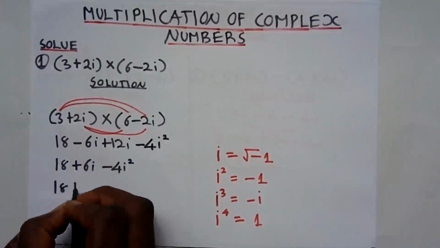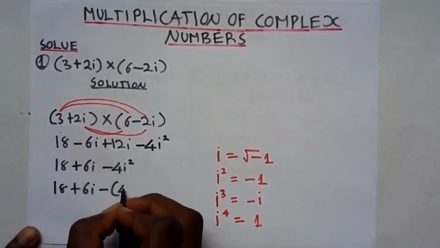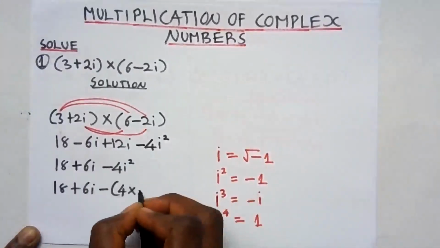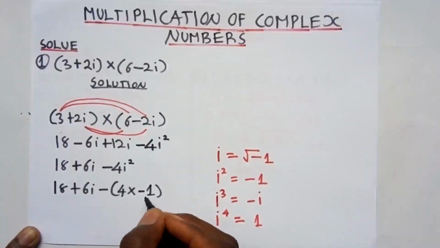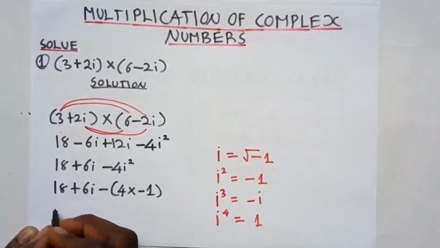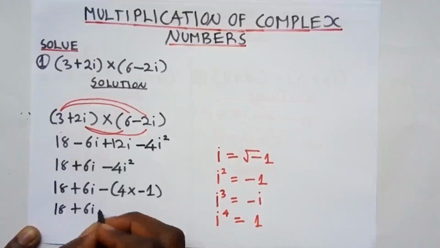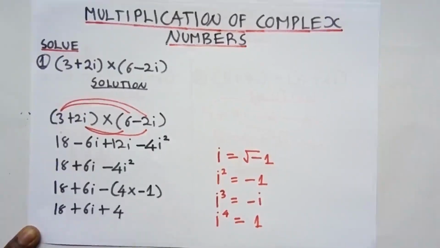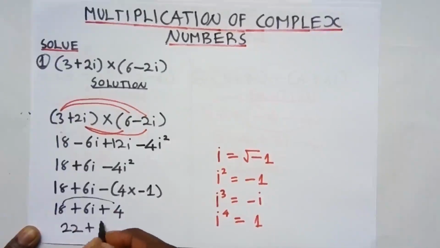So 18 plus 6i minus 4 multiplied by minus 1. 4 multiplied by minus 1 gives us minus 4, multiplied by the negative sign gives us plus. So 18 plus 6i plus 4. 18 plus 4 gives us 22 plus 6i.